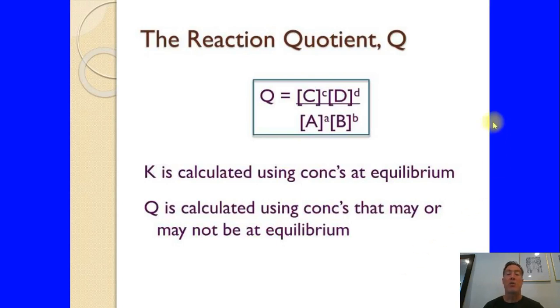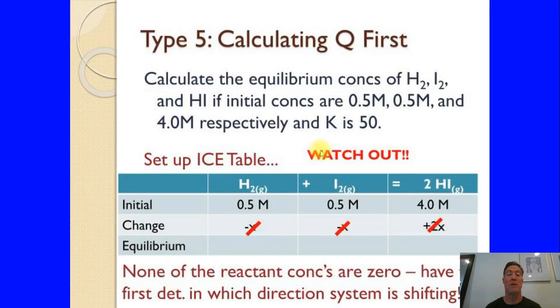Okay, remember the reaction quotient Q is just like K, except we do that at any concentration, whether it is or is not at equilibrium. Sometimes we have to calculate Q first to figure out which way the reaction is going to proceed. Do we have more product? Do we have more reactant? And so which way is it going to shift?